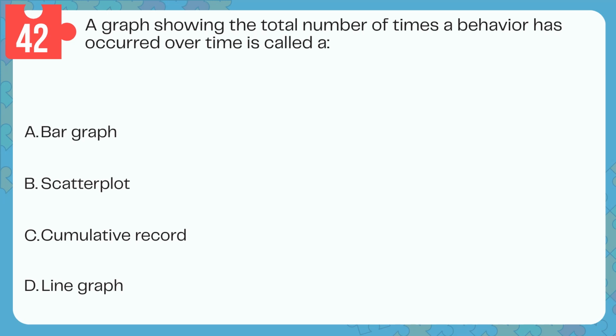Question 42. A graph showing the total number of times a behavior has occurred over time is called A. Bar graph. B. Scatter plot. C. Cumulative record. D. Line graph.